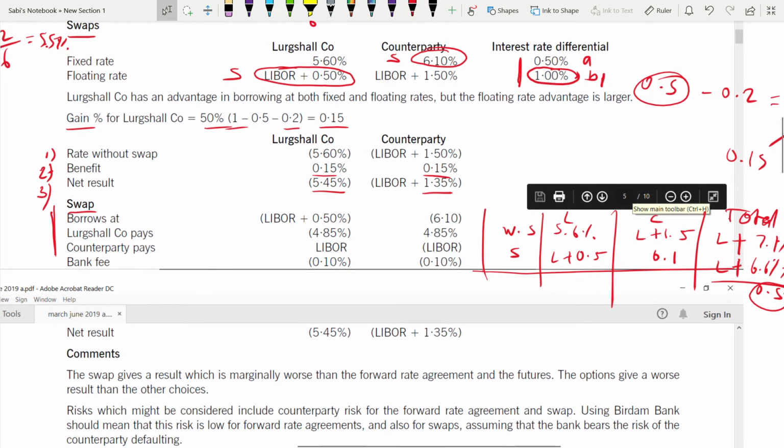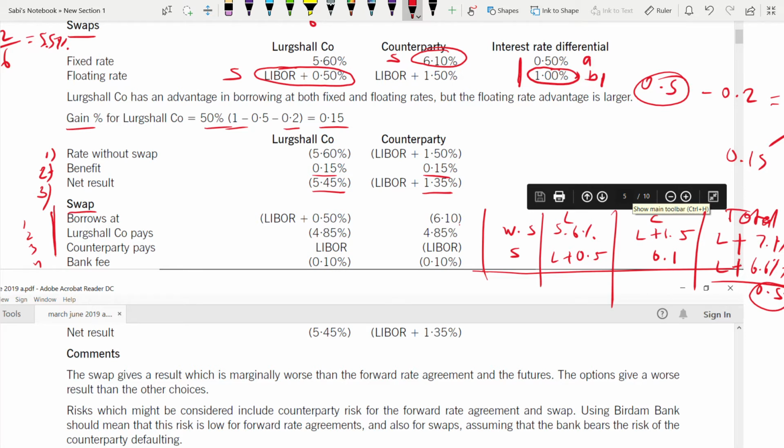Coming to swap, there are 4 things. Number 1, number 2, number 3, number 4, and this has to be in this order only. First you have to write "they borrow at", that means with swap or without swap. You have to take with swap. Under swap, what they are borrowing at. They are borrowing at LIBOR plus 0.5 and 6.1 only with swap. I have put S also, circled also.